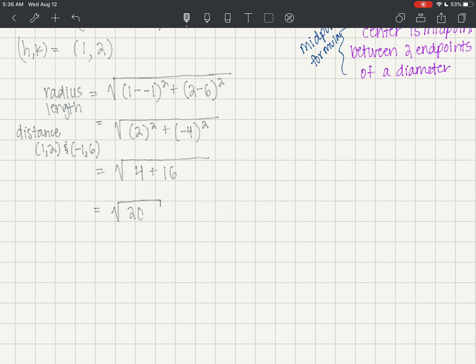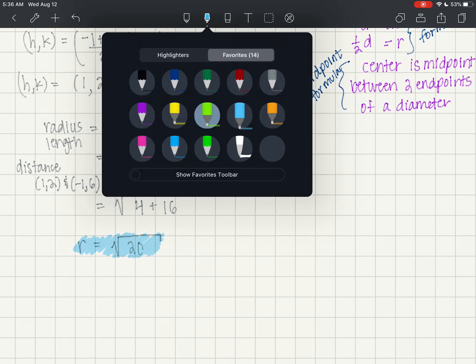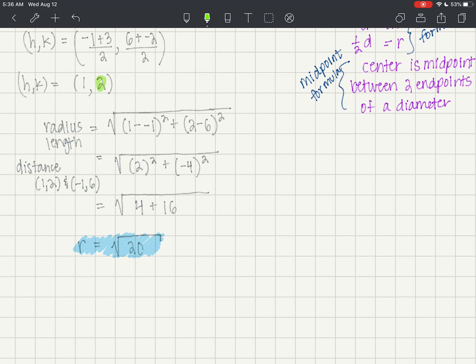So we've got the square root of 20. And I'm going to keep it the square root of 20. That's my radius length. So I'm just going to call that r because we know that r stands for the radius length. So 2 things that we have here. Remember, we've got our r value. I colored that in blue, so I'm going to keep that blue just to keep things consistent in your notes. And then my k value was green and my h value was 1. I just went backwards there.